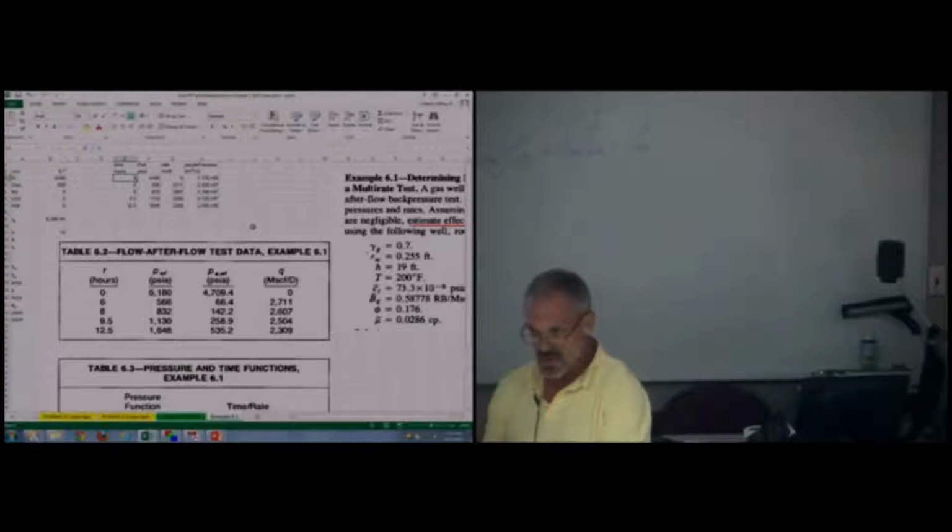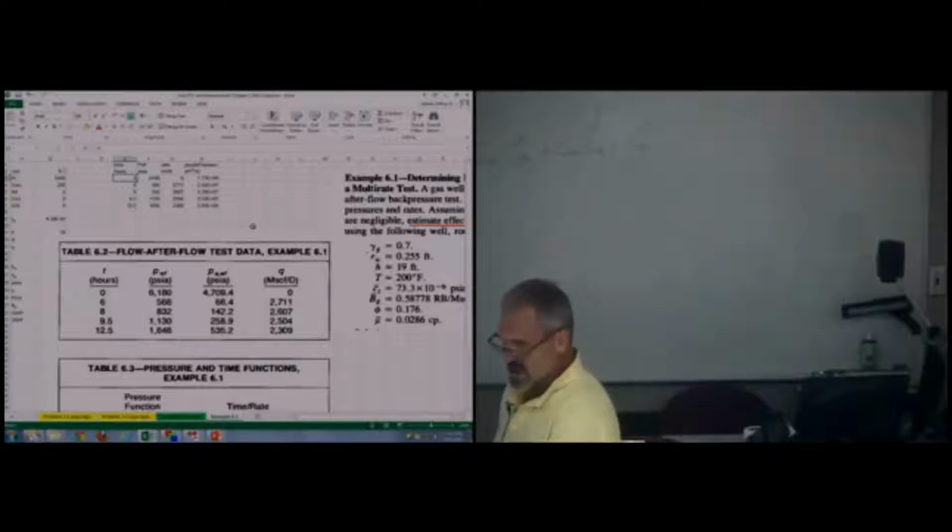Some of the equations are exactly the same, but they'll have a different coefficient. You'll go, why? All your well test analysis are in hours. All your production analysis are done in days.